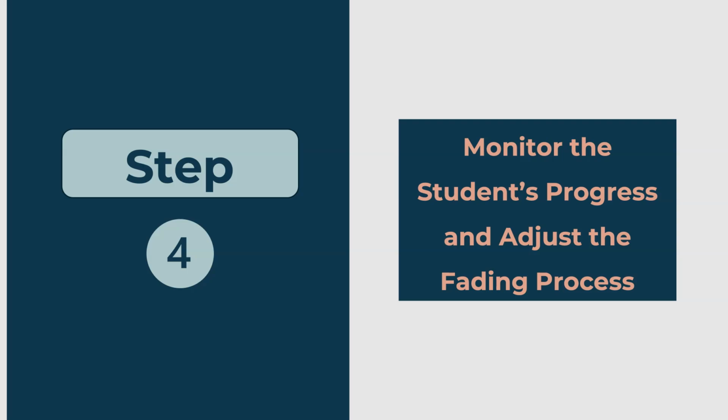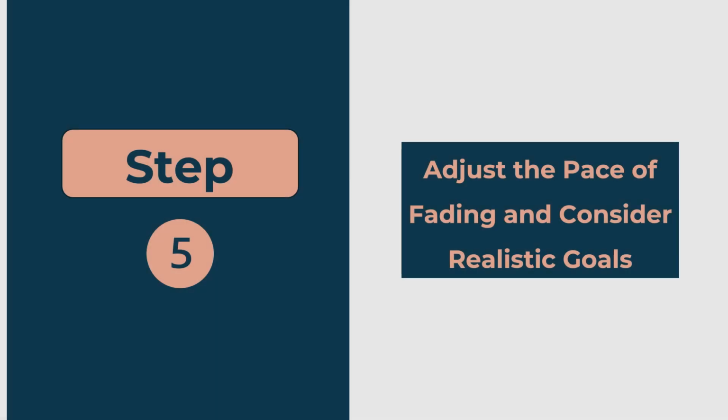Remember not to increase the reinforcement requirement too quickly. As a general reminder, avoid more than doubling at any step to ensure continued success. Once you've decided to begin fading, in step 5, it's essential to monitor the student's progress closely.